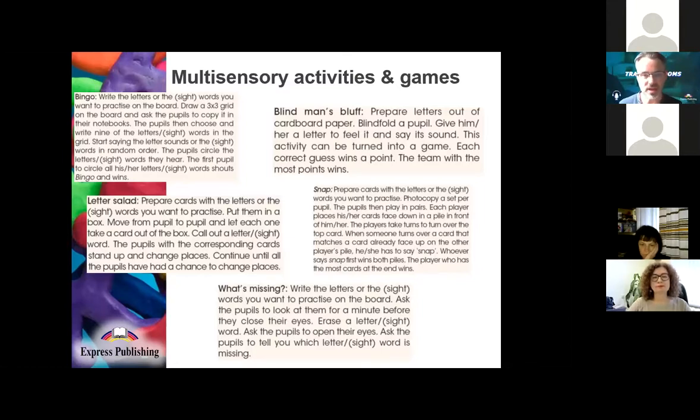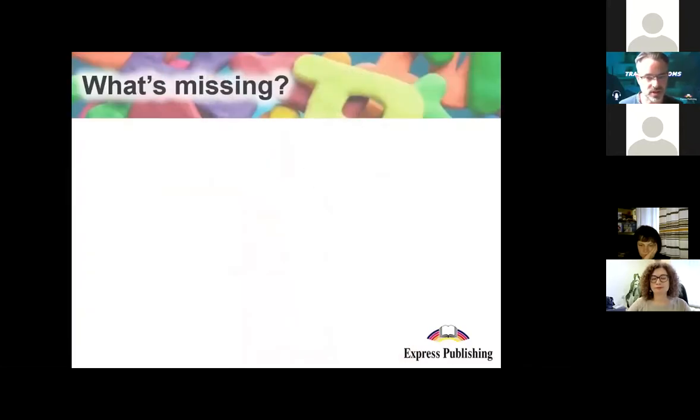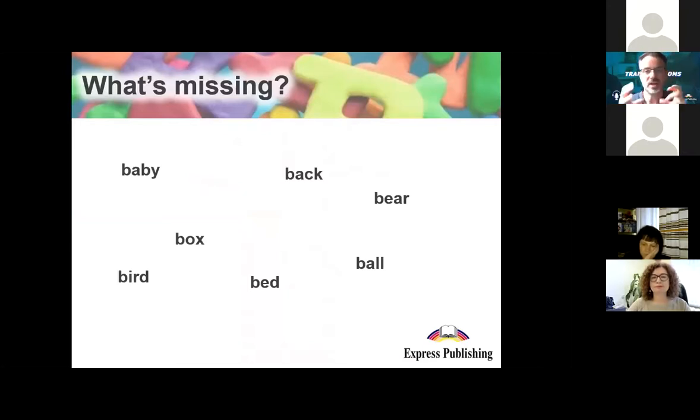And then of course things like what's missing. You write words on the board, you get learners to close their eyes, and then you just take away a word or a flashcard or whatever, and they have to remember it. And this again is about getting them to visualize the words, getting them to see them in their heads, and the shape of those words in their heads as well.